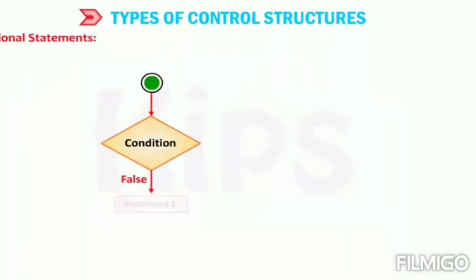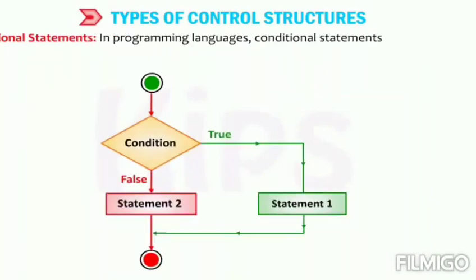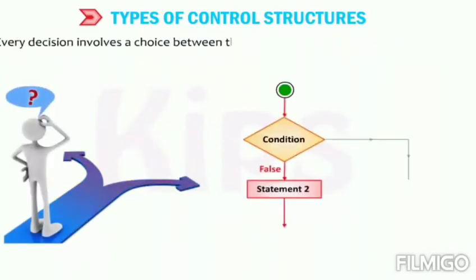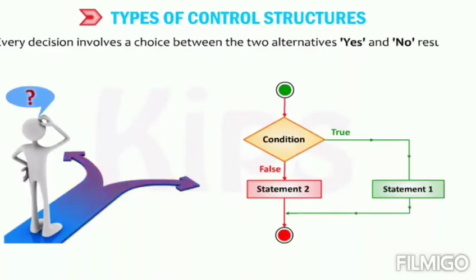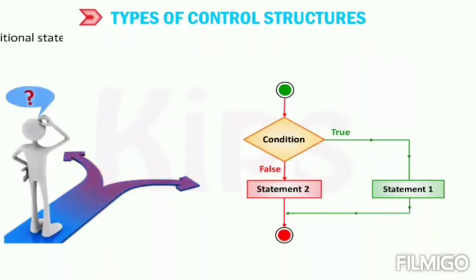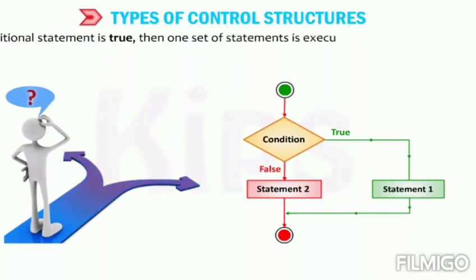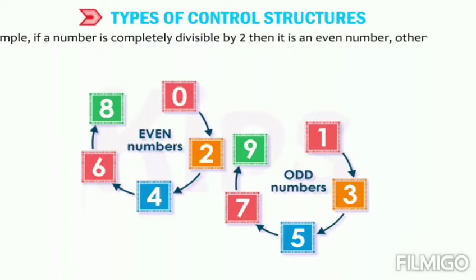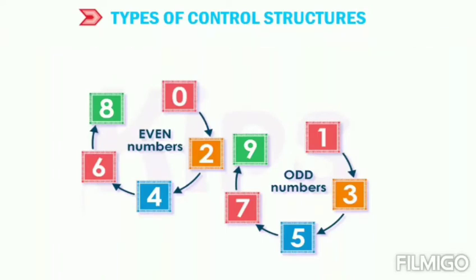Conditional statements. In programming languages, conditional statements cause the program control to transfer to a specific location, depending on the outcome of the conditional expression. Every decision involves a choice between the two alternatives, yes and no result. If a conditional statement is true, then one set of statements is executed. Otherwise, the other set of statements is executed. For example, if a number is completely divisible by 2, then it is an even number. Otherwise, it is an odd number. You will be studying more about these statements in the coming section.